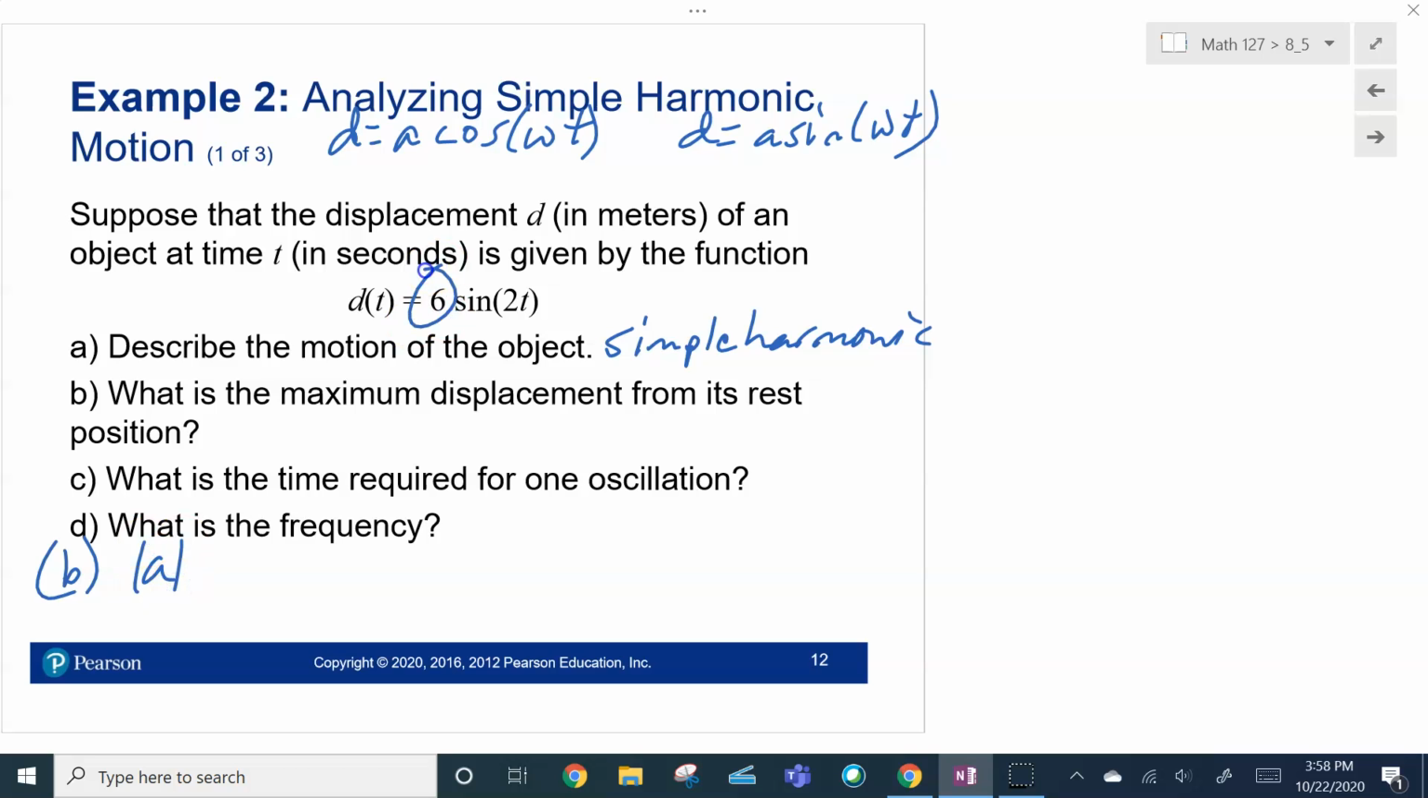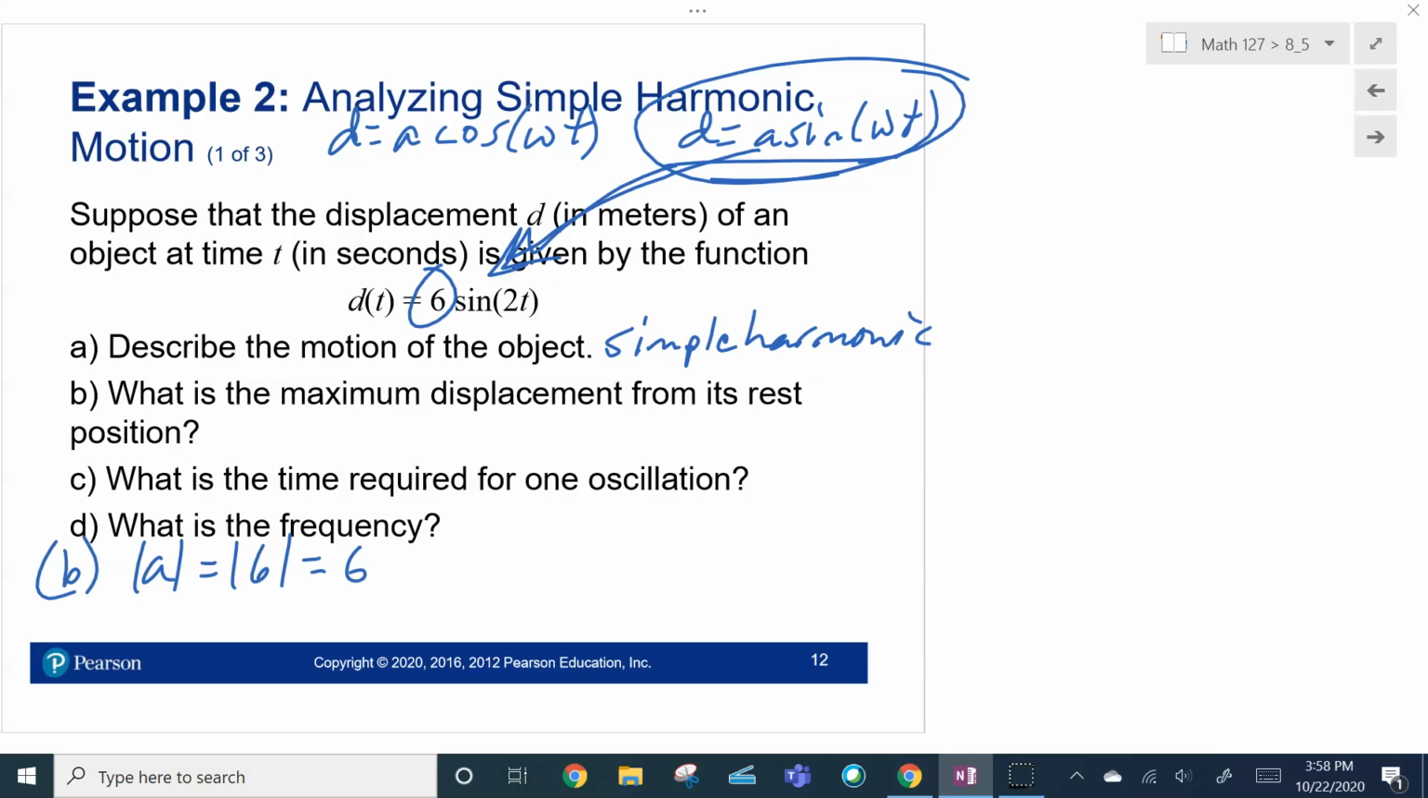Part B, what is the maximum displacement from its rest position? I say that's my amplitude, the absolute value of a. Remember, this is in the form a sine omega t, so the a is 6. The absolute value of 6 is 6. Maximum displacement from its rest position will be 6. So it goes as high as 6, as low as -6.